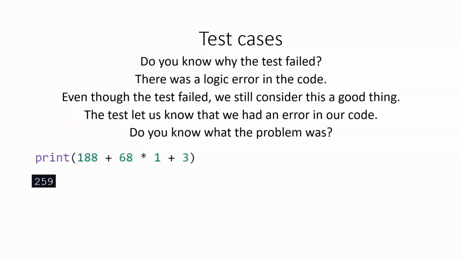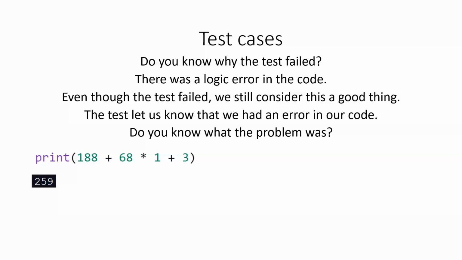If we think of this expression here, the exact same one that we had, 188 plus 68 multiplied by 1 plus 3, that gives us 259. Why does it give us 259? Well, you'd expect everything to happen in order from left to right, so maybe 188 plus 68 and then multiply all that by 1, but that's not the case.